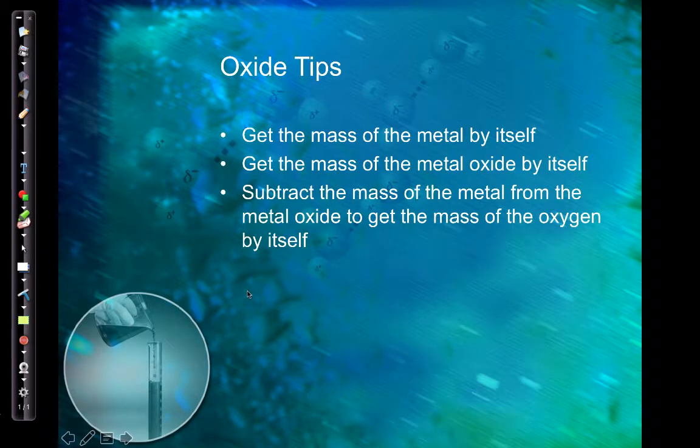All right, so when we do a problem like this with oxide, get the mass of the metal by itself, get the mass of the metal oxide by itself, and once you get those things, then you can subtract the metal from the metal oxide, or you can actually get the oxygen by itself a couple of different ways looking at your data. But the main thing is you want to get the mass of the metal, you want to get the mass of the oxygen by itself. After that, it's a typical problem.